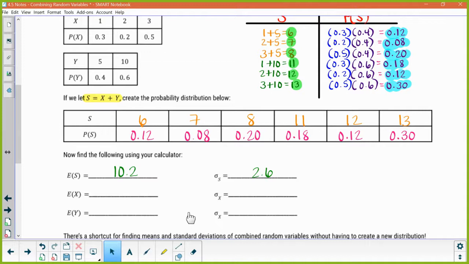The remainder of the expected values and things like that, I'm just going to give to you so we can save some time of not having to re-enter a bunch of different sets of data.